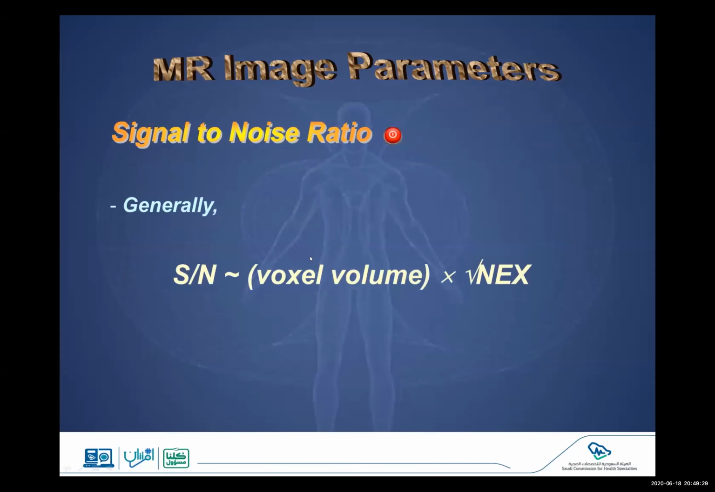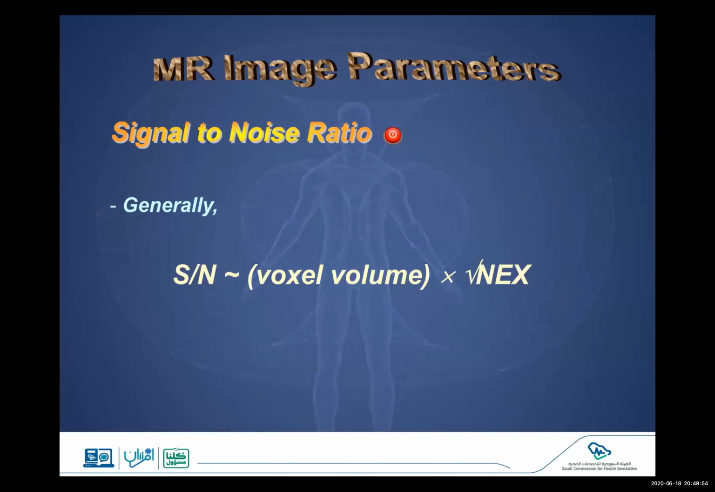So generally, signal to noise ratio is proportional to the voxel volume, as we agreed. So the smaller the voxel volume, the less signal to noise ratio. The larger the voxel volume, the higher the signal to noise ratio. And it is also proportional to the root mean square of NEX. NEX is number of averages, number of acquisitions. Sometimes they say number of acquisitions.